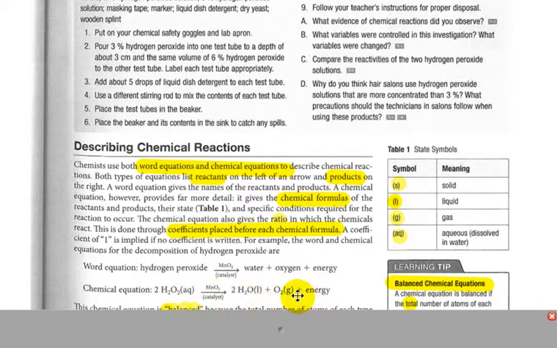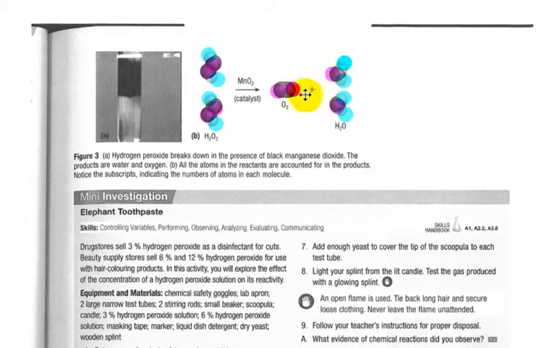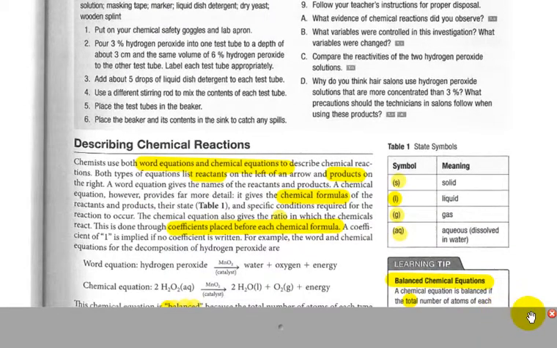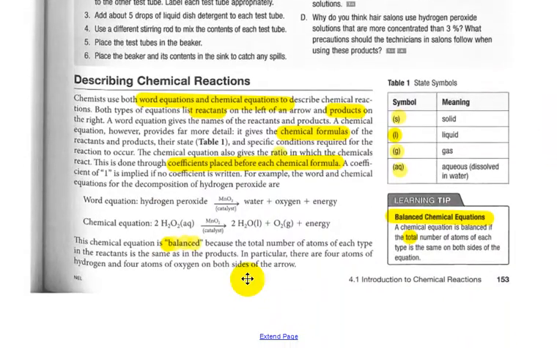And of course 2 waters, 1 oxygen. So you can see how that works out. And that equation is said to be balanced because the total number of atoms and type of each atom on the left is equal to what's on the right, just simply rearranged.